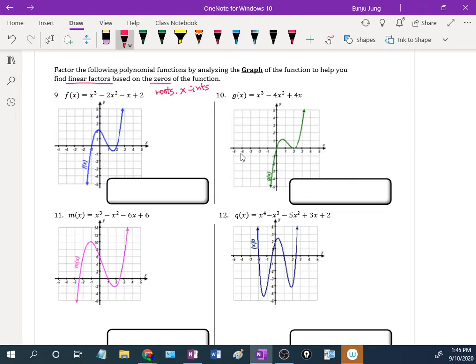Number 9, so let's look at the graph and think about what we did in quadratics, okay? We talked about standard form, and at the same time we talked about intercepts form, so we use those roots of the functions. So can you tell me what are the roots here? -1, 1, and 2. Right here, right here, right there. X-intercepts are the roots or zeros of the function. So that is -1 and 1 and 2, right?